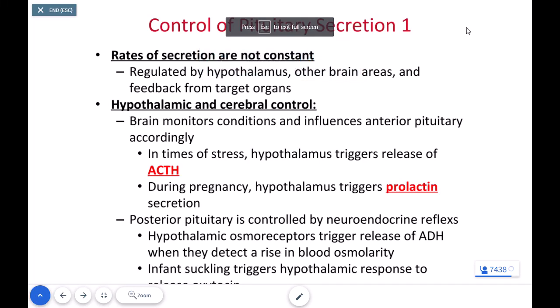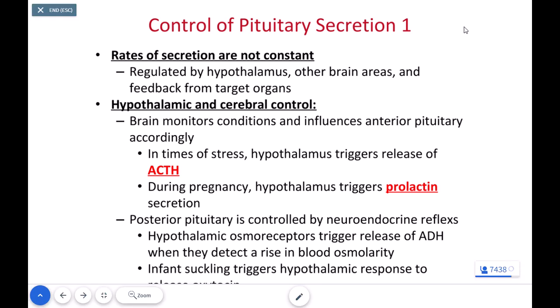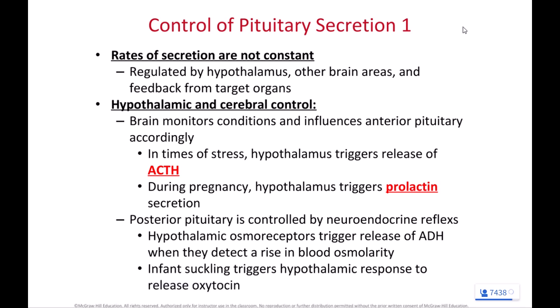So let's pick up and talk about the endocrine system. We left off with the hypothalamus and the pituitary gland, and we're going to continue that discussion. We need to finish up our pituitary gland.